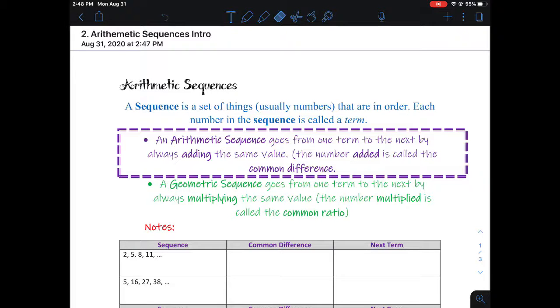Arithmetic sequence. Oh my gosh, Miss Sanchez, I have no idea what that means. It's okay. It's okay. We're going to go through it together. So let's break this phrase down.